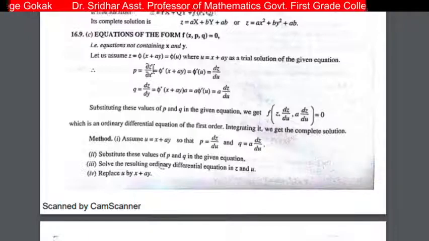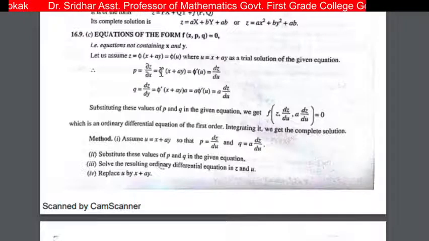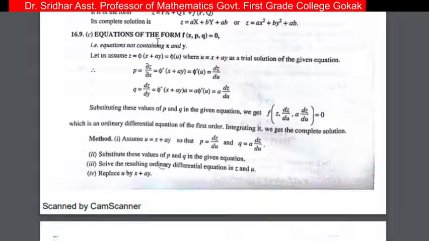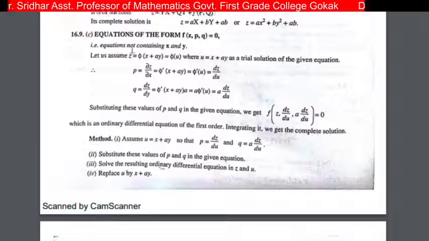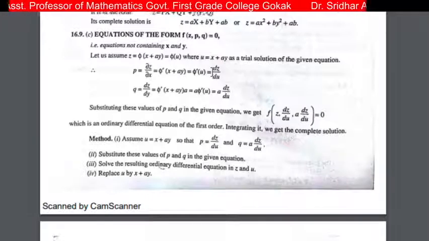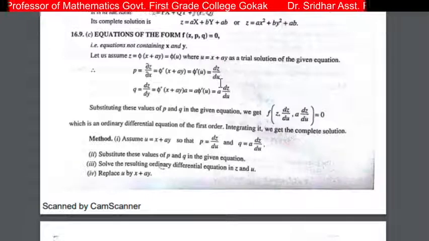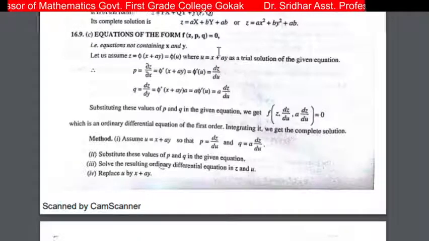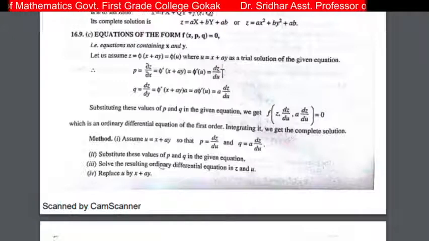Next we find p, dou z by dou x. Since z is phi of x plus ay, differentiating this z we get phi dash of x plus ay, which is equal to phi dash of u, and it is the same as dz by du. Let it be dz by du.